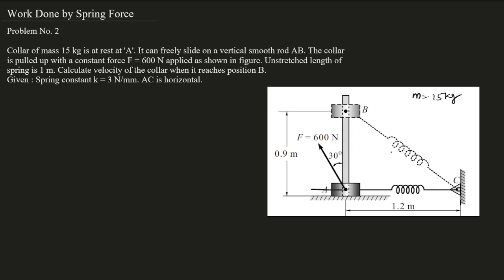So this means this is our first position at A, and it freely slides on the vertical rod and reaches position B. So this will be our position 2. When the collar is at rest, the velocity V1 will be equal to 0, and the velocity V2 at position B we have to find out.